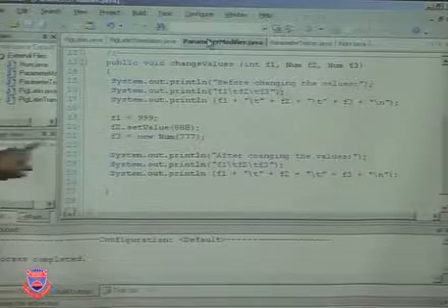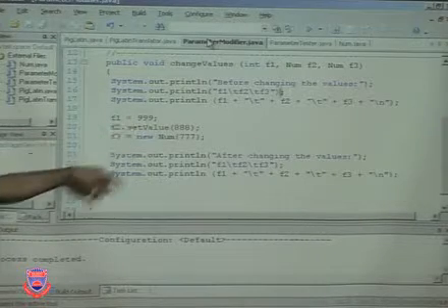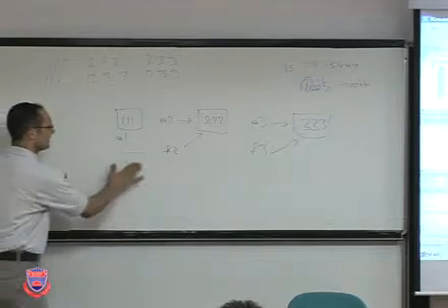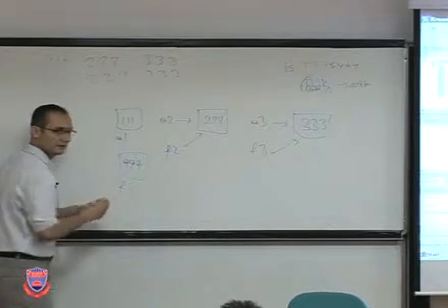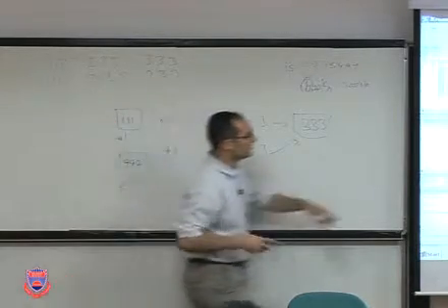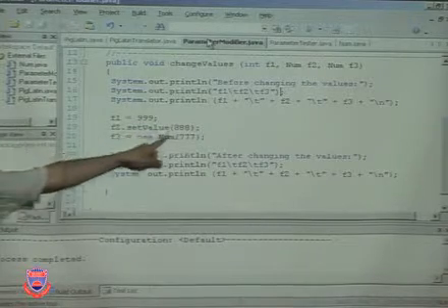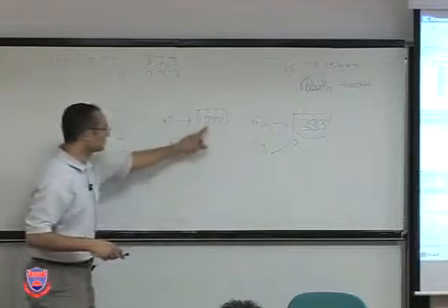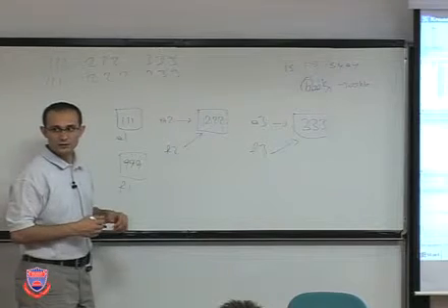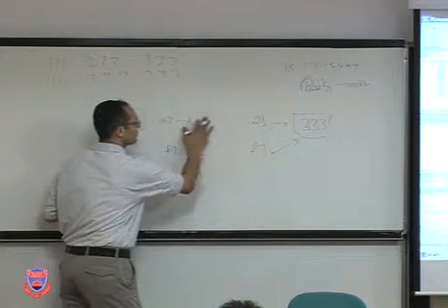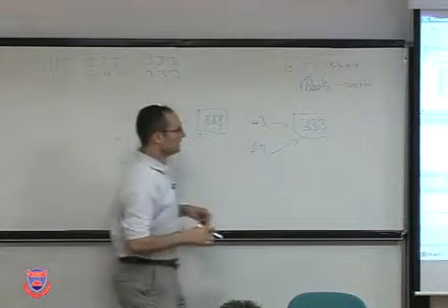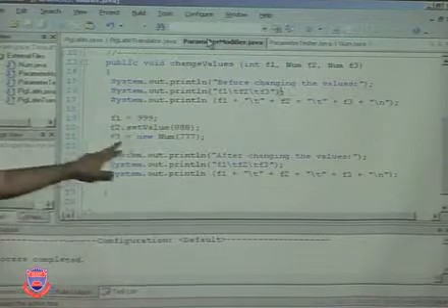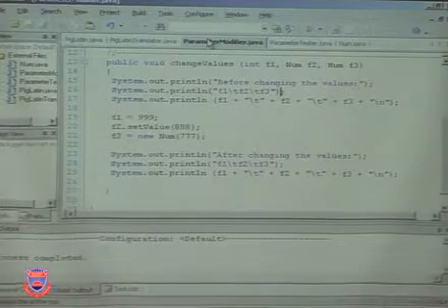After this, what is going to happen? F1 equals 999. So I will update my F1 value to 999, right? And then I will have F2 set value 888. What does F2 point to? This object. So it's going to update the 222 to the corresponding new value. So this is going to be the new value. And then I have F3 new number 777. So what is it going to do here?